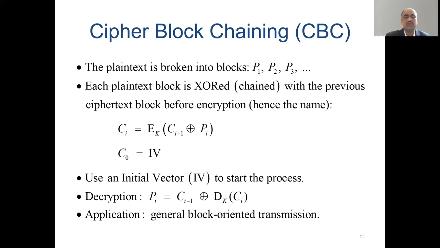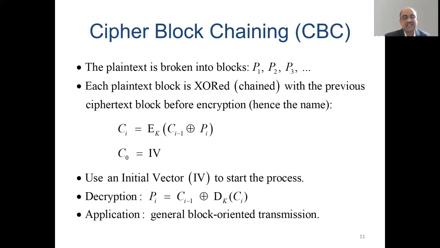Similar to ECB, here also the plain text is divided into P1, P2, P3, and there are n blocks. The important concept of the cipher block chaining method is that to get the cipher text for a plain text, it has to be XORed with the previous cipher text. That is why it is called a chaining method. If there are n blocks, the ith plain text is exclusive OR with the cipher text of i minus 1, Ci minus 1.